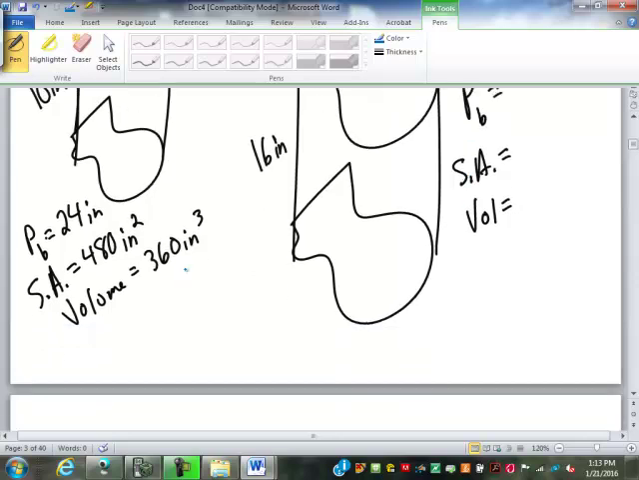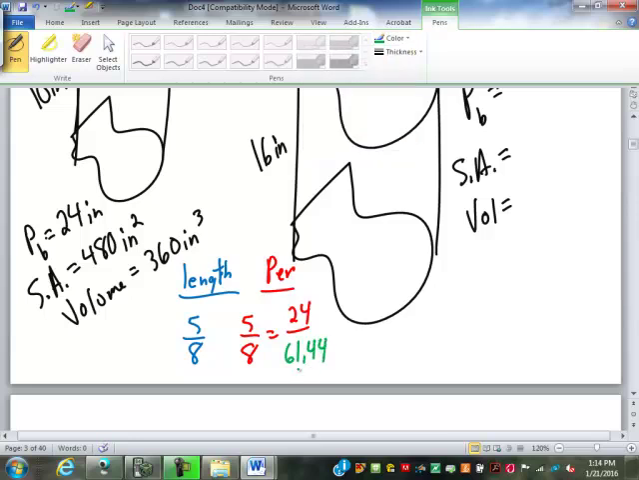So the ratio of lengths is going to be 5 to 8. Not a whole lot we can do about that. So to find the perimeter, 5 over 8 equals 24 over what? X. Cross multiply and divide, what do we get there? 61.44. Sound good? Something sounds off there. 38.4 sounds better, yes. That's the perimeter of the big piece.